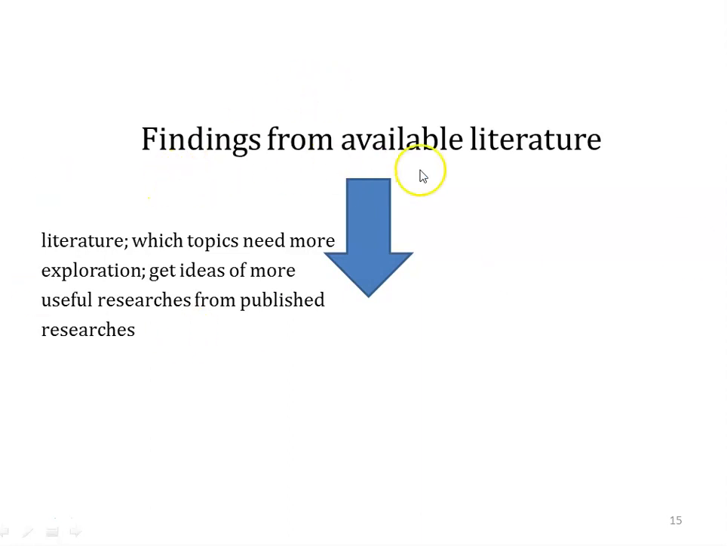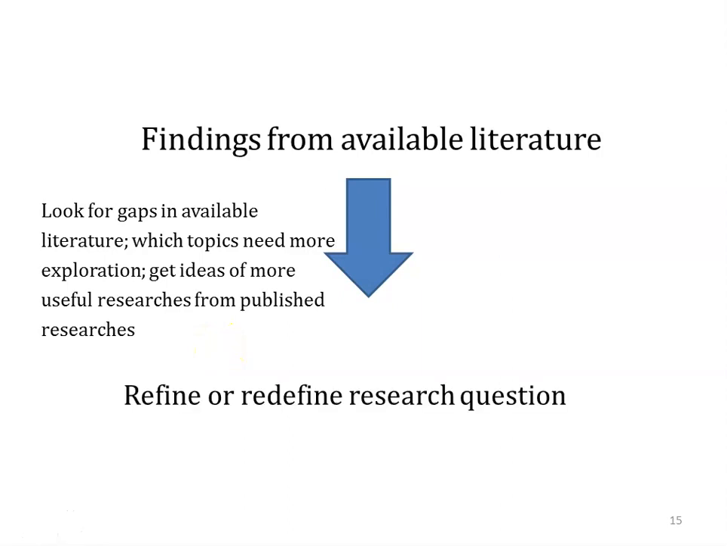What you do from this available literature findings, you check for the gaps in available literature, which topics need to be explored more that are not studied by researchers. And by seeing the published articles, you can have an idea of how the researchers design their studies and what variables do they study related to your topic. And it gives you ideas for your research.